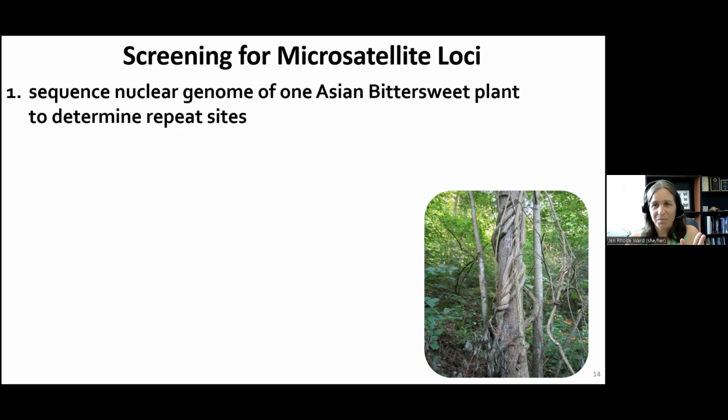Why did I only do one plant? Because one plant, well, 8 individuals of different species are $4,000, right? So I cannot do this for hundreds of plants. So this is the representative sample plant that I'm going to use to test, like, are these repeats found in other bittersweet plants? And they should vary in how many repeats. And I'll tell you more about that in a sec.